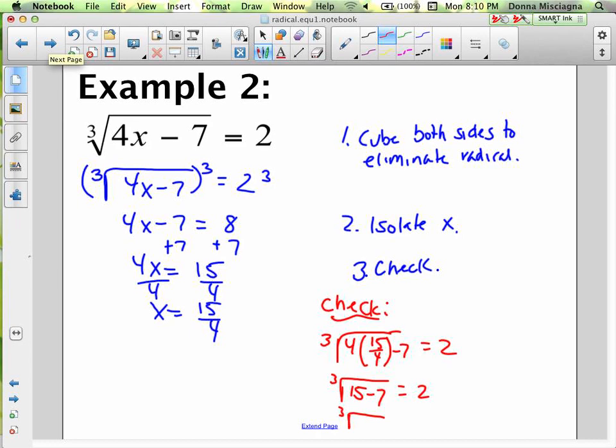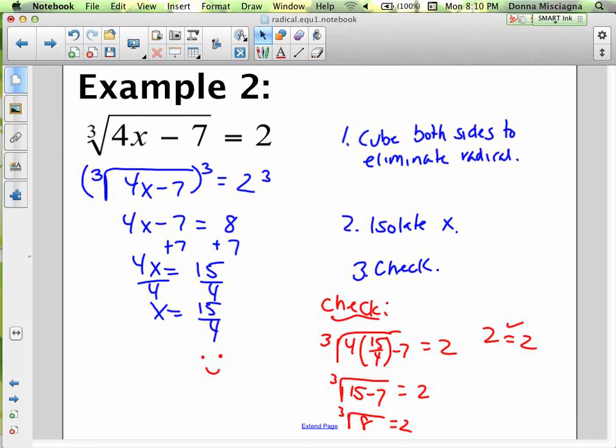So we have the cube root of 8 equals 2, and that is true, right? 2 times 2 times 2, that's 8. So the cube root of 8, therefore, is 2. Also checks out. Let's give it a smiley face. That one checks out too. All right, let's try another one.